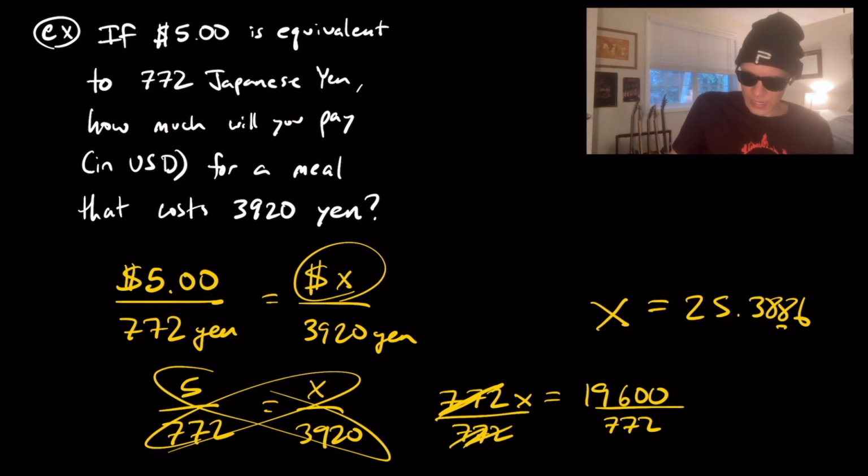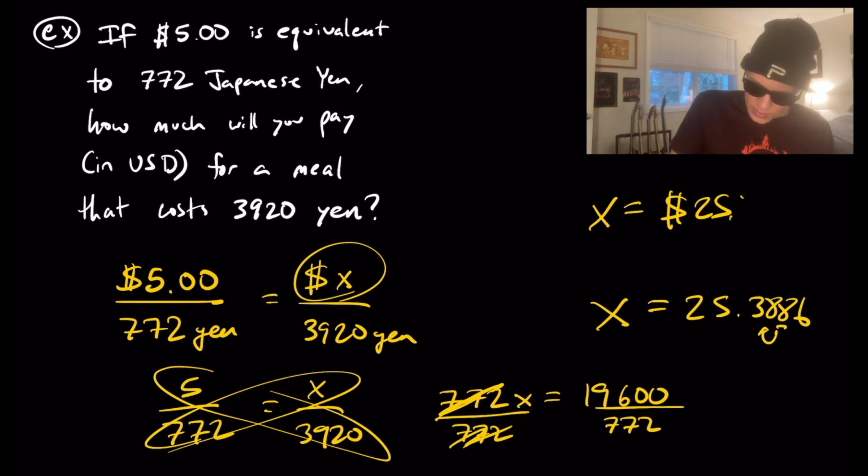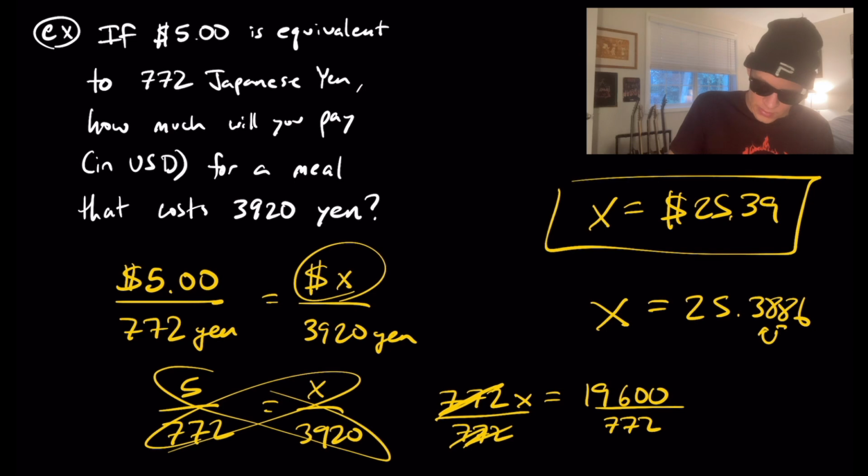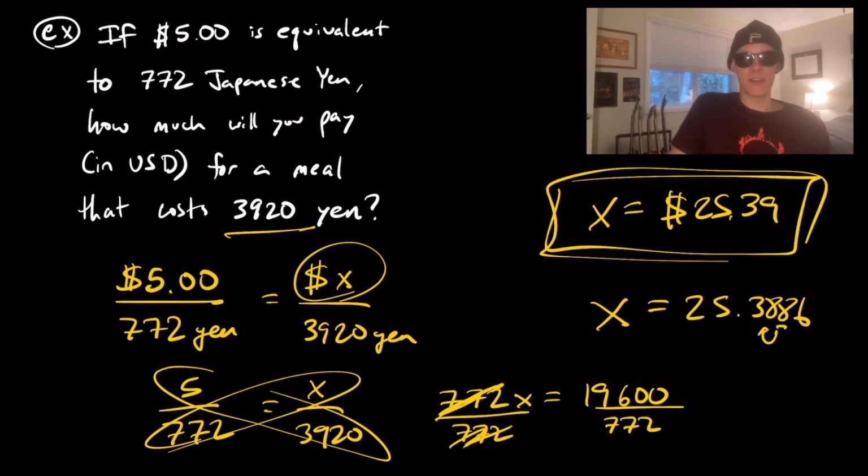Since this is a dollar amount, we'll round. So I have an 8 there. I'll round that to 0.39. And we'll get x is equal to $25.39. So 3,920 yen is equal to just over 25 bucks. This is probably the most common instance of using proportions and ratios when you're trying to do exchange rates for different currencies. So there you go.